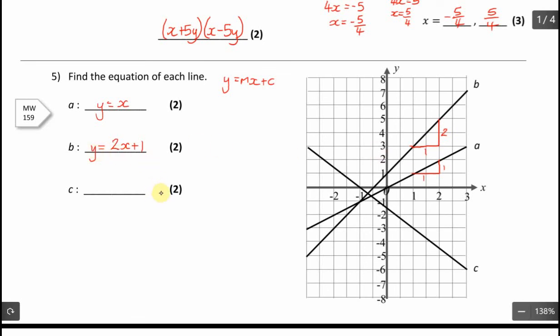And finally, line C, it's our only one that's going downwards. And those of you who remember will know that that means it's got a negative gradient. Let's start with the y-intercept. It looks like it goes through negative 1.5 there. Okay, so I'm just looking for this number here now.